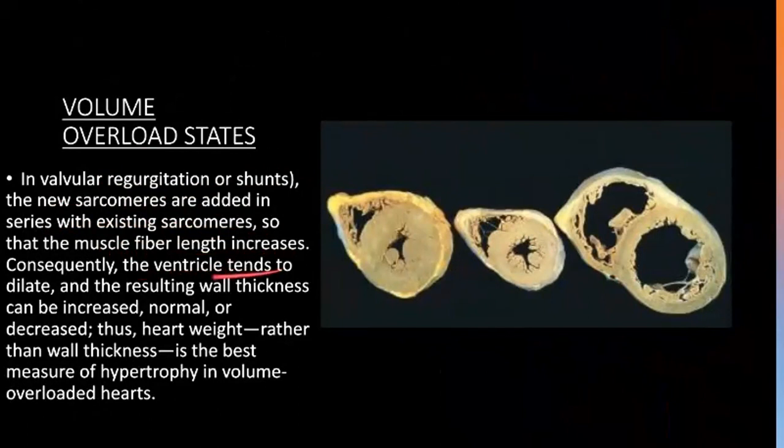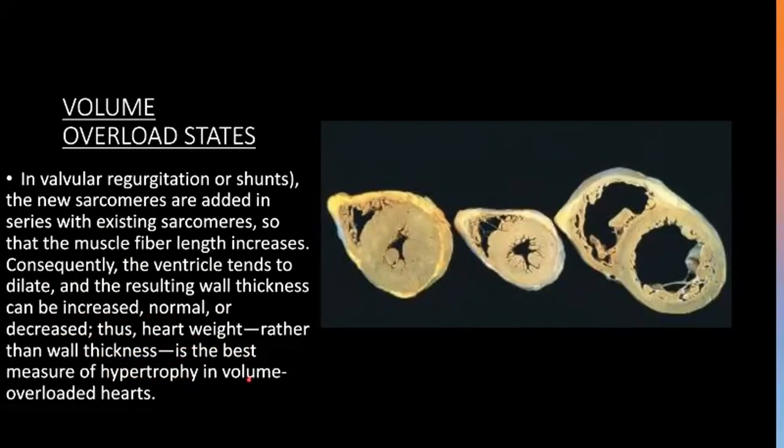Consequently, the ventricles tend to dilate, unlike the other one where the ventricle remains the same, and the resulting wall thickness can be increased, can remain normal, or can be decreased. Thus, heart weight, rather than the wall thickness, is the best measure of hypertrophy in volume overload states, okay?